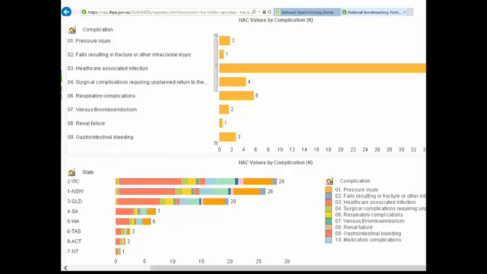So I wanted to basically give you a bit of a flavour of what's happening across funding and benchmarking in an activity-based funding environment. Thank you, Tony.